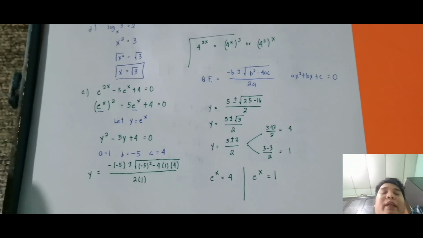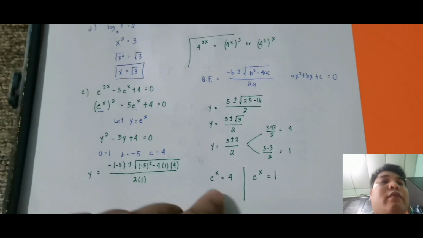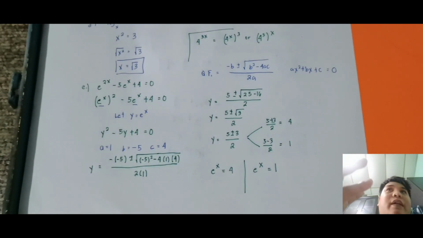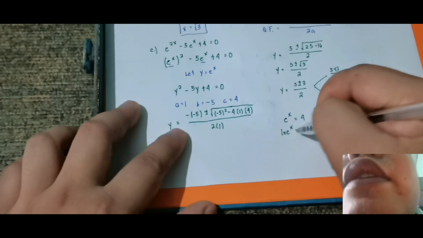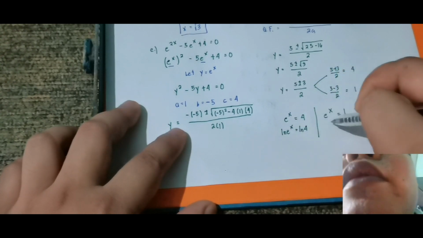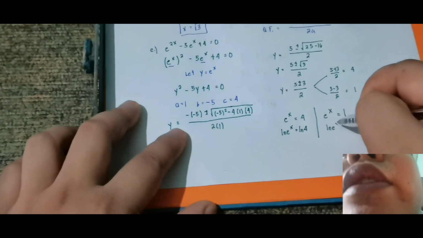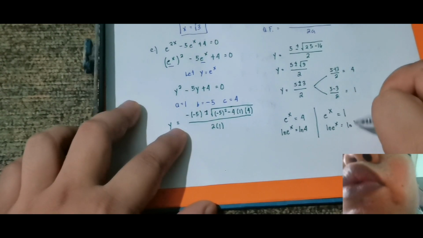Whenever nakakita ka naman ng expression na kung saan hindi mo kayang i-represent sa parehas na base, ang i-apply mo naman is kukunin mo yung logarithm both sides. But in this case, ang kukunin mo is e. So since merong e, automatic gagamitin mo is ln. Mamaya ko sasabihin bakit. So we have ln of e raised to x is equal to ln of 4. Dito naman, ln of e raised to x is equal to ln of 1.